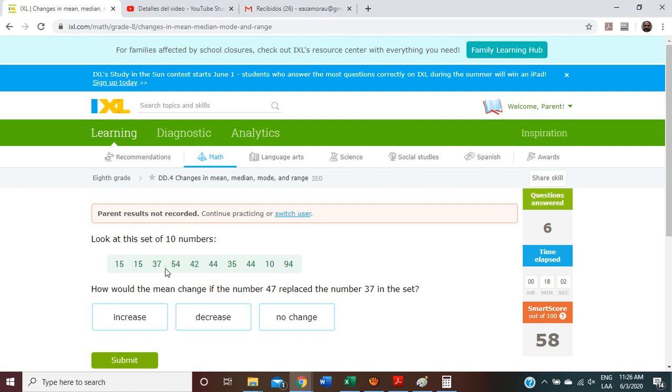So we have 1, 2, 3, 4, 5, 6, 7, 8, 9, and 10 numbers. How will the mean change if the number 47 replaces the number 37? Okay, so this 37 is not going to be a 37, it is going to be a 47. What do you think is going to happen? A replacement. Okay, if we have 37 and now we have a 47. And I don't want you to do operations in this one. I am going to give you an easier example.